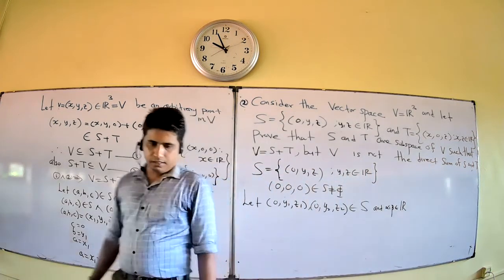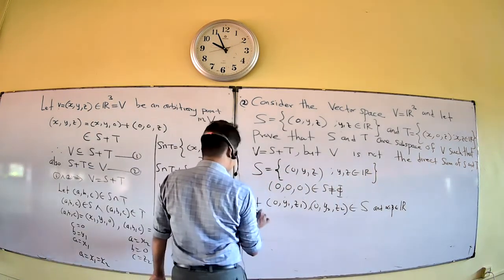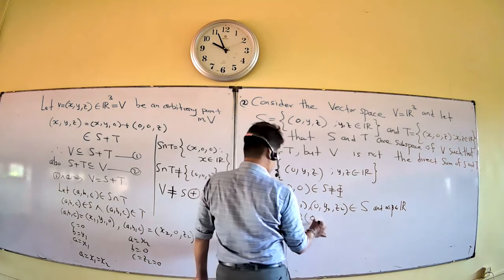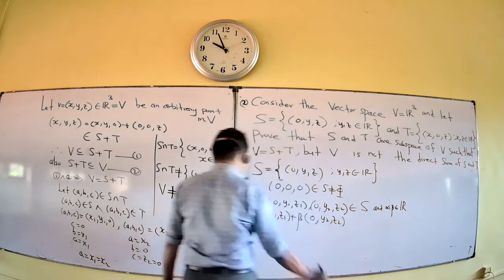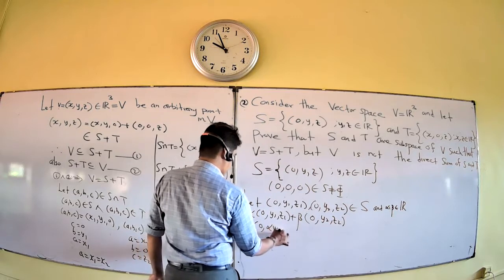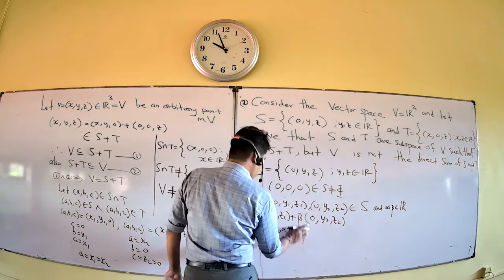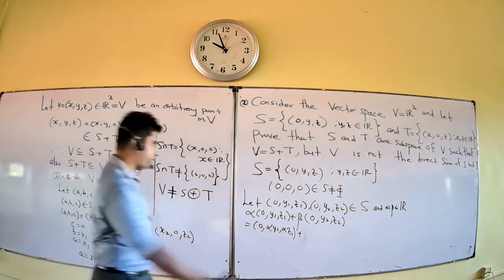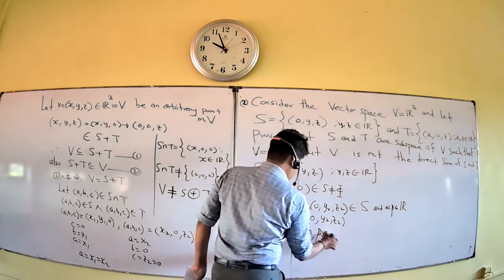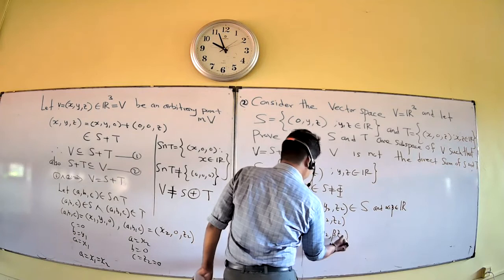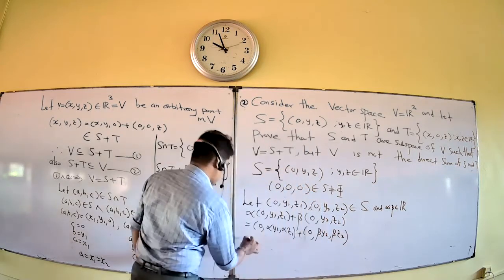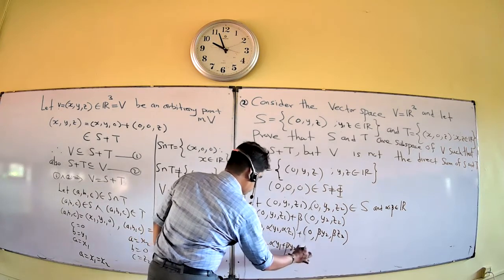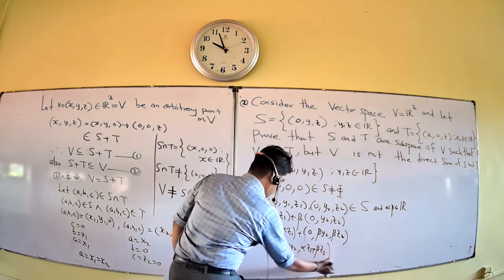You take this one first: alpha times (0, y1, z1) plus beta times (0, y2, z2). So it is (0, alpha y1, alpha z1). You do more problems, right? Then you can easily understand about the direct sum. That's why we'll discuss more problems. Plus (0, beta y2, beta z2). Then addition of vectors coordinate-wise: (0, alpha y1 + beta y2, alpha z1 + beta z2).